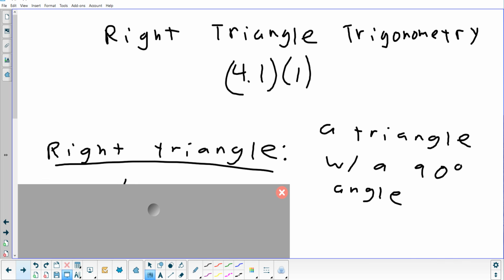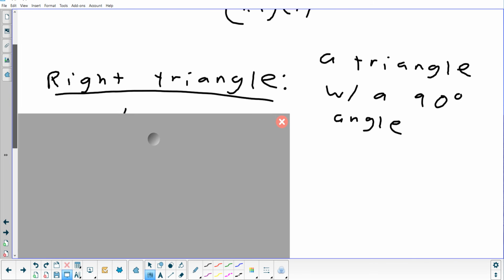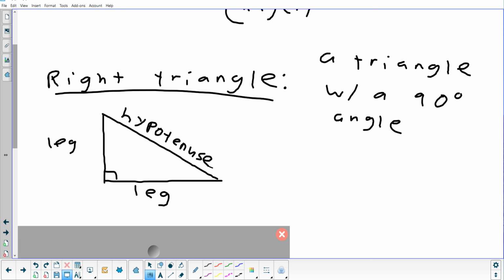Yes, they're called opposite and adjacent, and there's also another name that describes both of them. It's a little bit more generic. Is it legs? The legs, yep. One of these legs is opposite, one of them is adjacent. In this picture, you cannot tell which one is which because something's missing to figure that out. We'll talk about that.